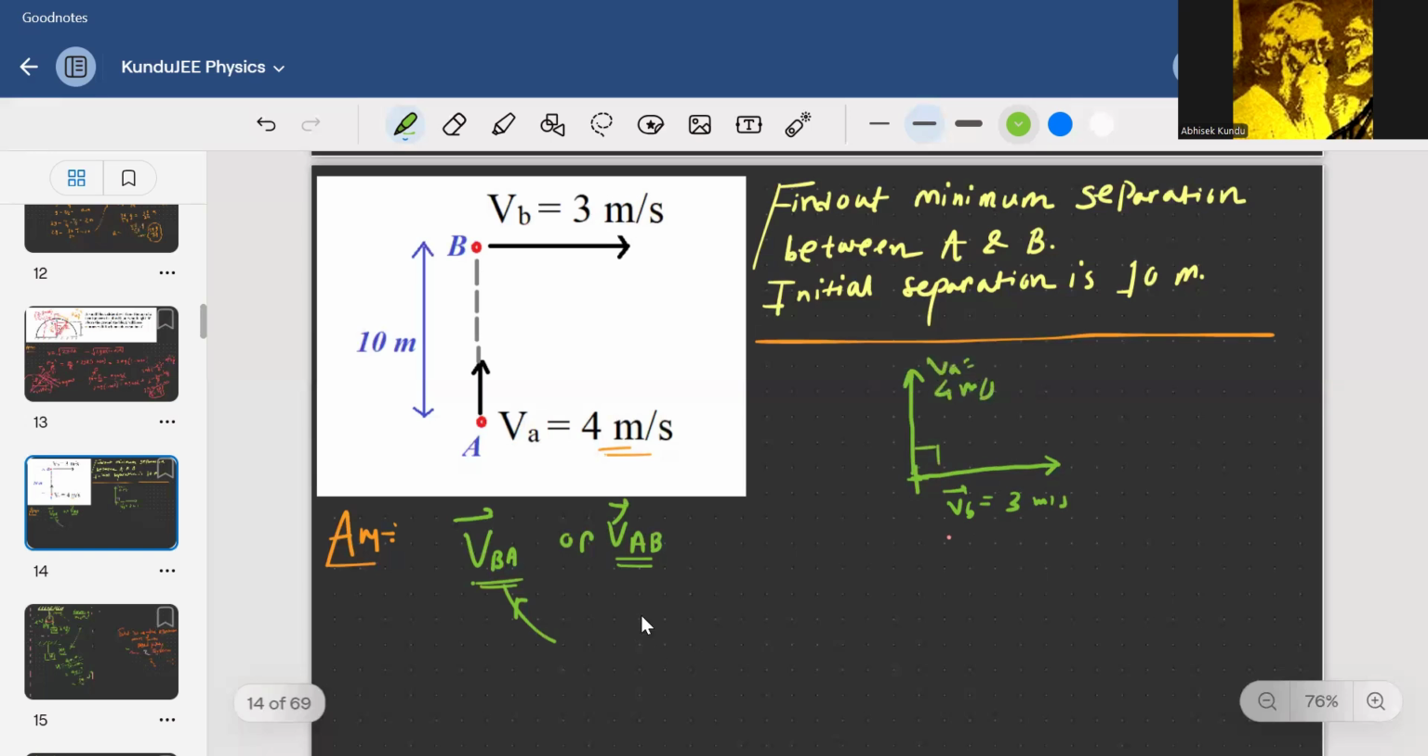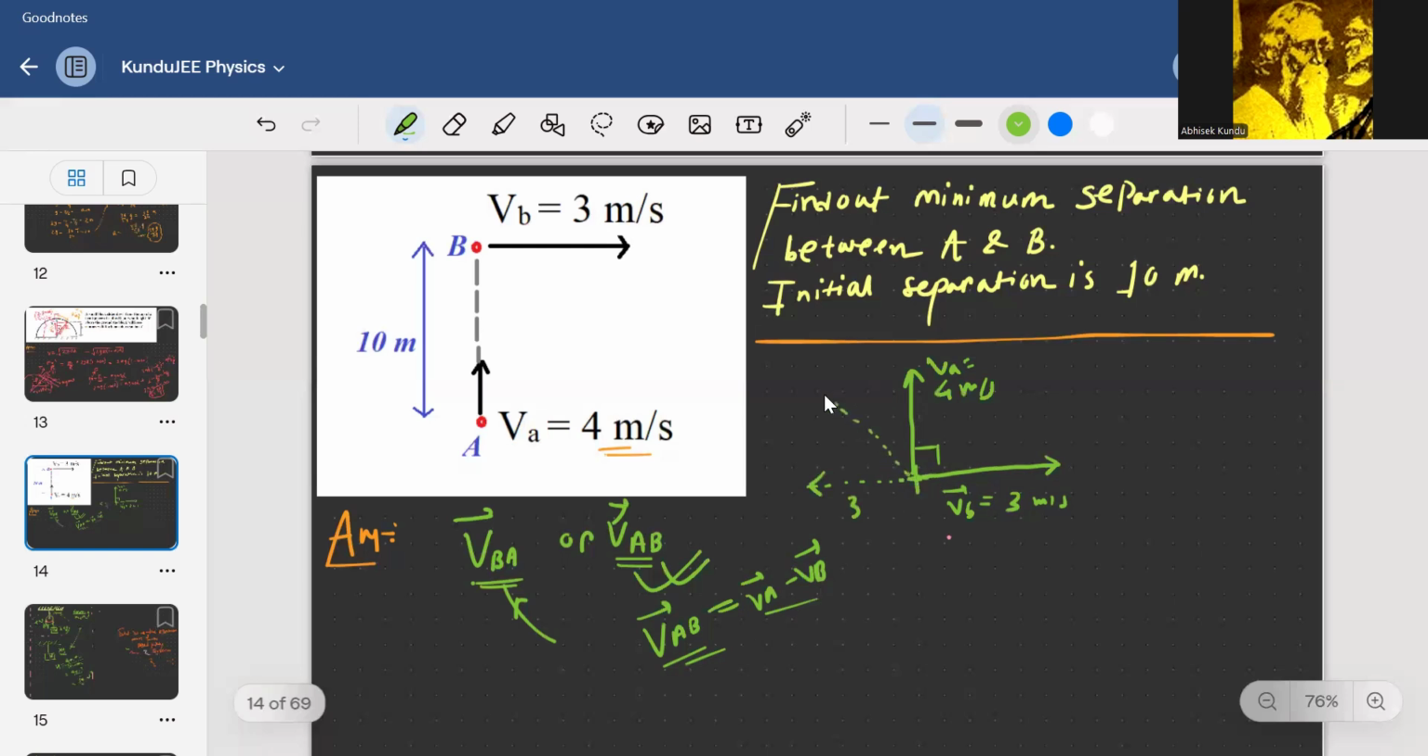That means let's take this one, VA with respect to B. What is VA with respect to B? Velocity of A minus velocity of B. That means whoever is observing, we have to subtract that velocity from the other particle's velocity. So here B is the one observing, that means we have to subtract VB. Subtraction in vector means you just reverse the direction of the vector. That means it's 3. Now what is the resultant?